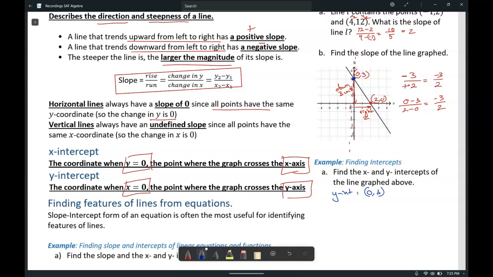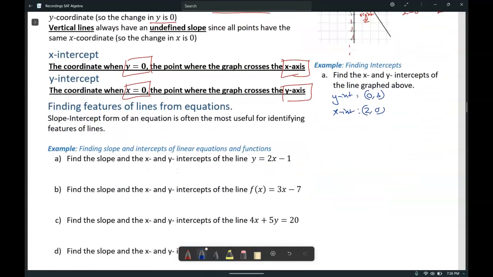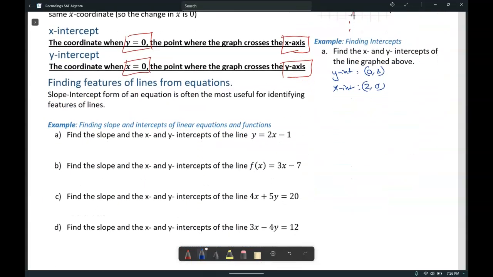And if we look at our x-axis, and we want to see where it crossed the line, we see at the point 2, 0 is where our x-intercept is located. Pretty basic, simple linear equations.